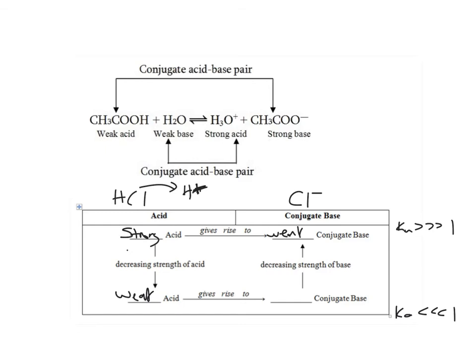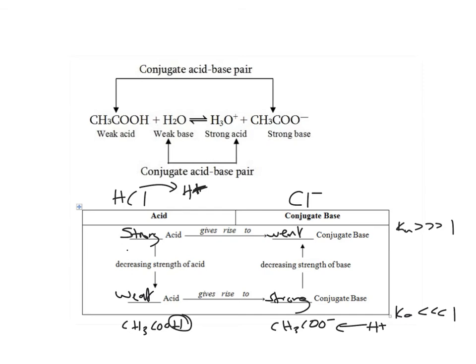Weak acids really want to hold on. So vinegar is a weak acid. It really wants to hold on to that hydrogen. It doesn't want to give it up very much. So that means that the conjugate base, CH3COO minus, of that acid is really going to want to accept hydrogens. It's going to be a relatively strong conjugate base.